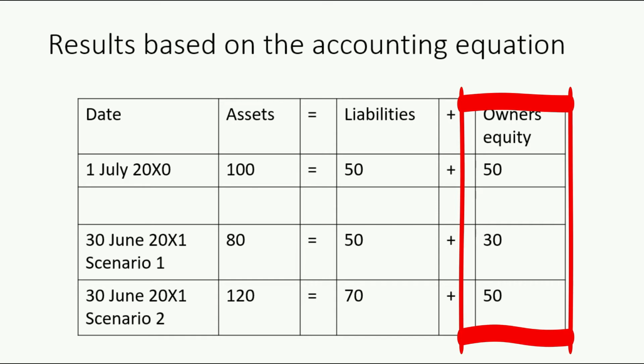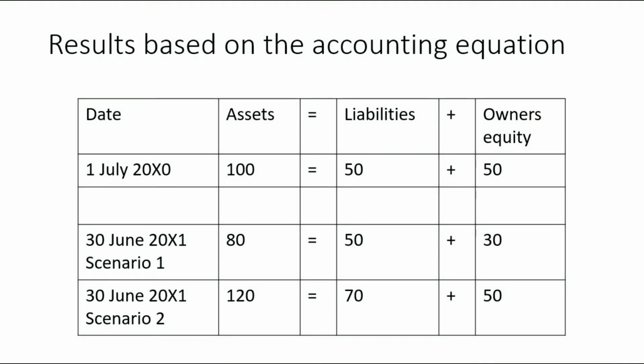to owners. And the wealth assigned to owners in scenario 1 is 30, and in scenario 2 it is 50. Comparing that with the beginning of the year, the wealth situation in scenario 1 has decreased for the owners, and in scenario 2 it has not changed from the beginning.